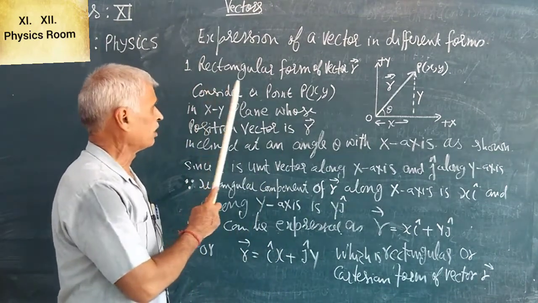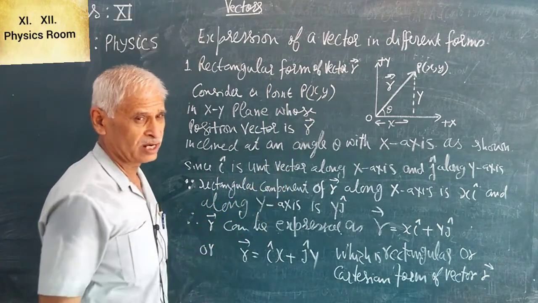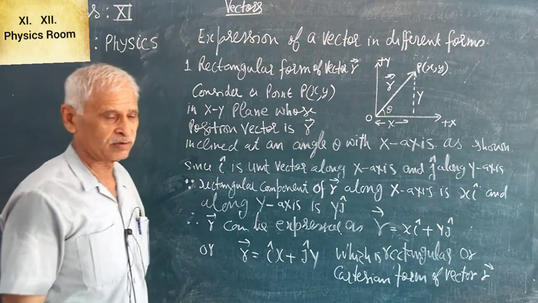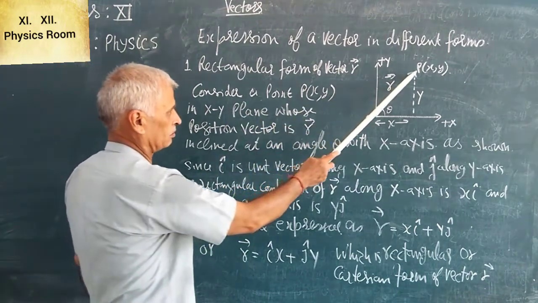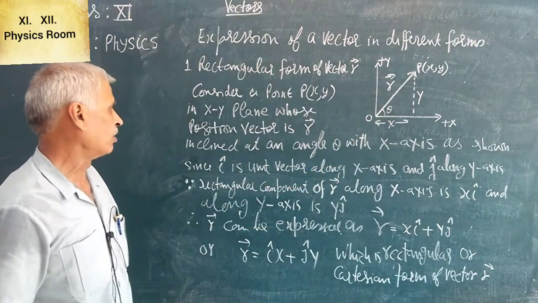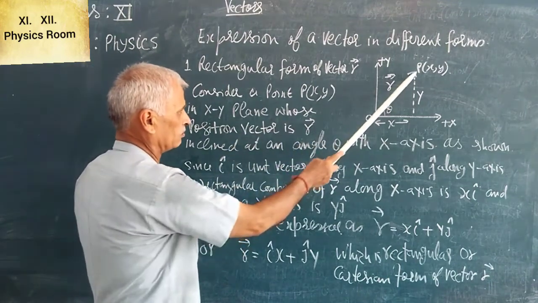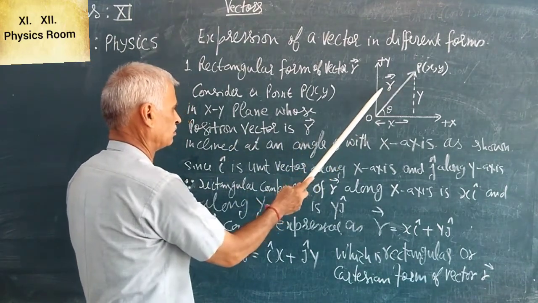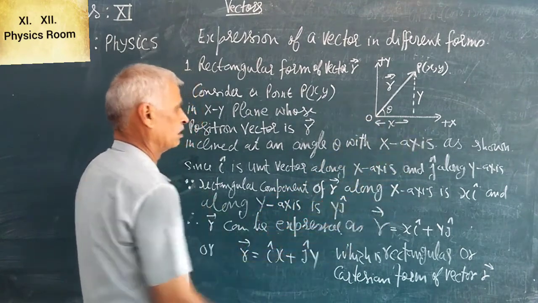First is rectangular form of vector r. So how can we express this vector r in rectangular form? Consider a point P(x, y) in the xy plane whose position vector is r, inclined at an angle theta with the x-axis.